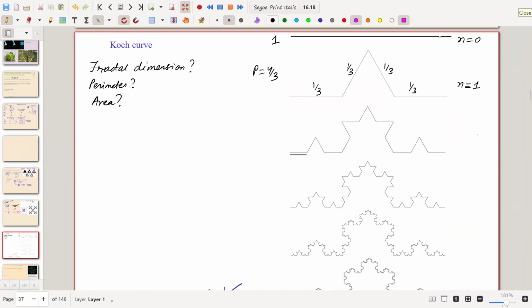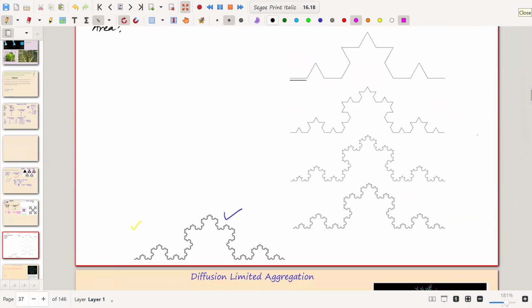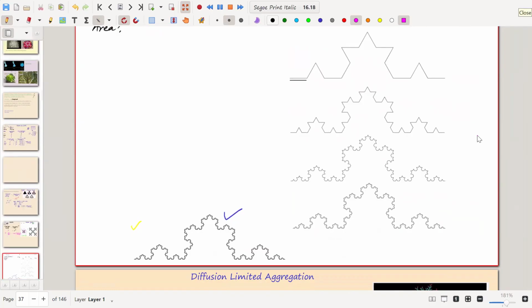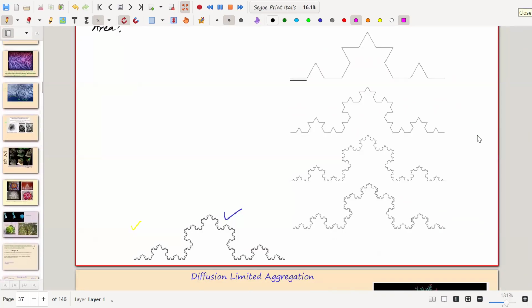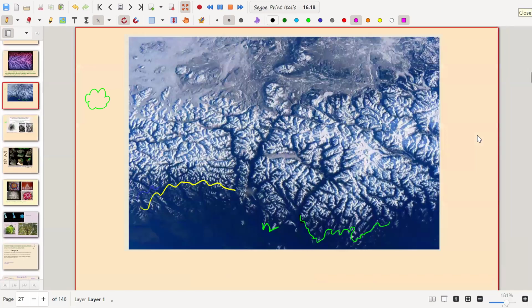This is known as the Koch curve. And I hope seeing this fractal reminds you of something. Let me know where this fractal reminds you of. Does this fractal remind you of this? Doesn't remind you? No.